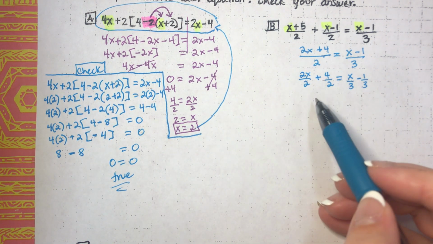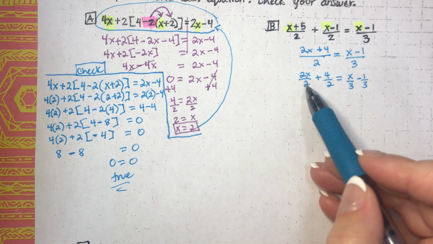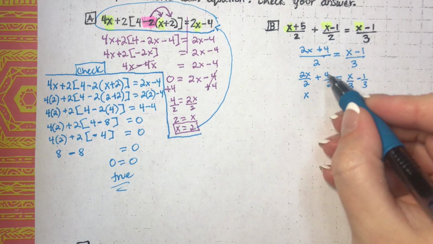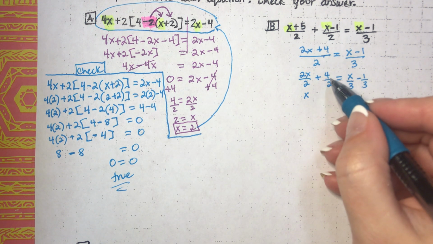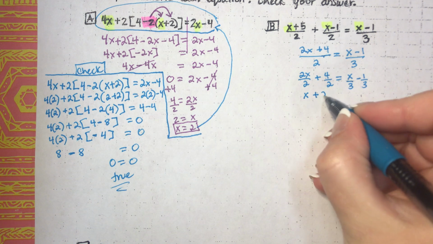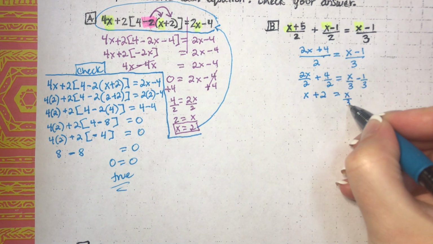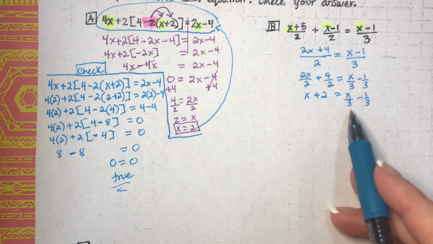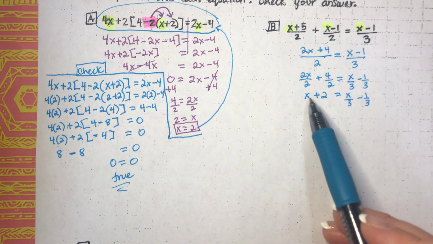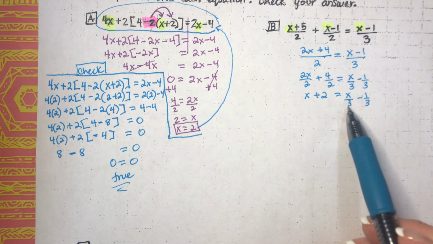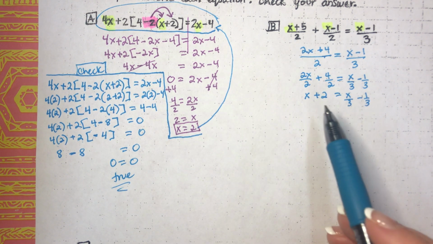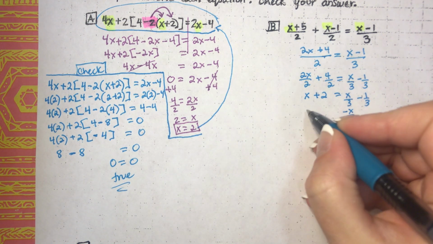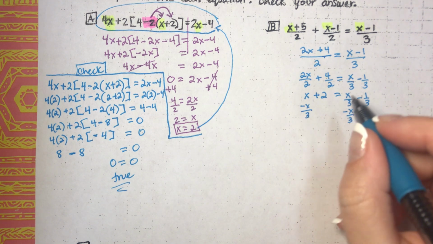So what I'm going to do is just simplify this. 2 divided by 2 is 1. 1 times x is just x. And then we have 4 divided by 2 is just 2, so plus 2 equals x over 3 minus 1/3. Okay, perfect. So now I'm going to get the variables on the same side, moving the smaller. And I know that x over 3 is smaller than x, because that's 1x, right? So I'm going to subtract x over 3 to both sides.